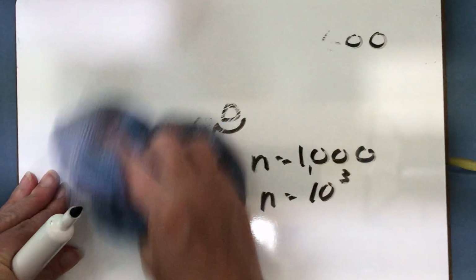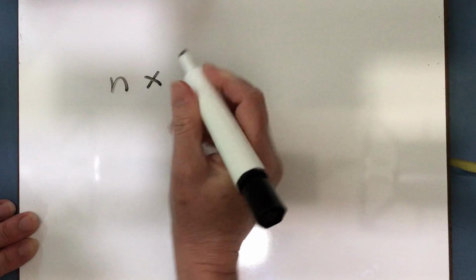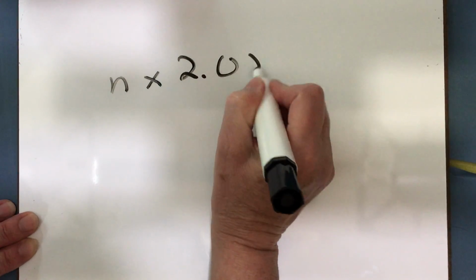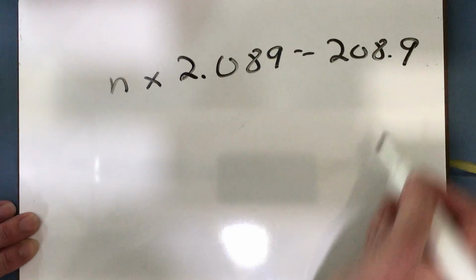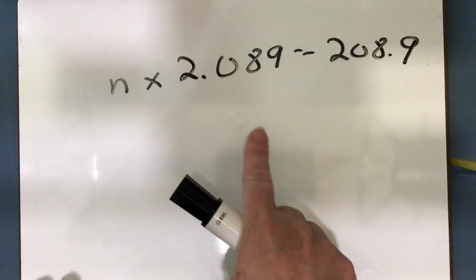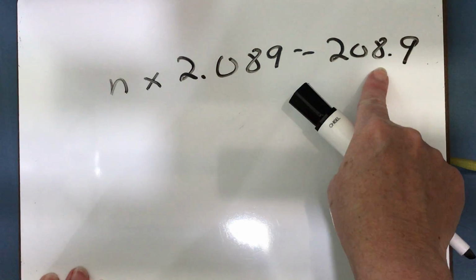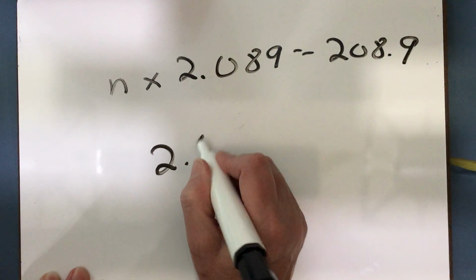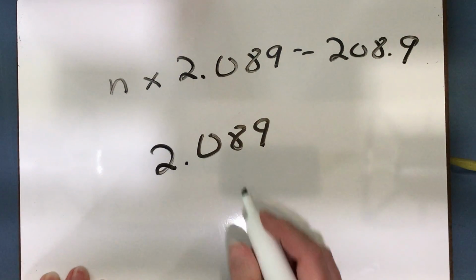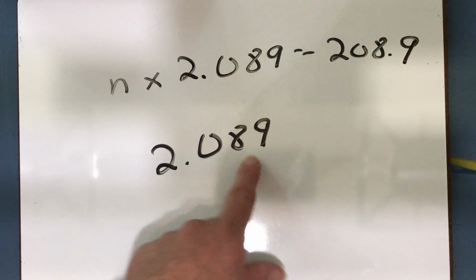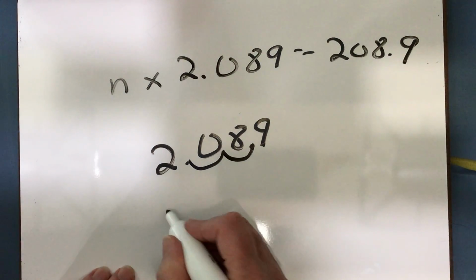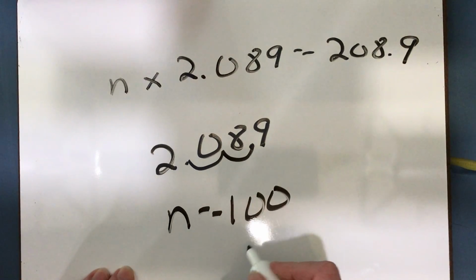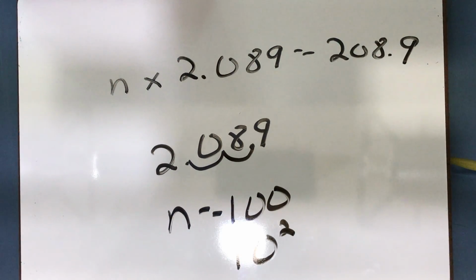Okay, and then number 12. N times 289,000 equals 208 9/10. So I need to see how many places I move my decimal point from here to get to this. So let me write the number again, 289,000. So I want my decimal point to be here after the 8. So 1, 2. I moved it 2 places. So n equals 100, or 10 to the second power.